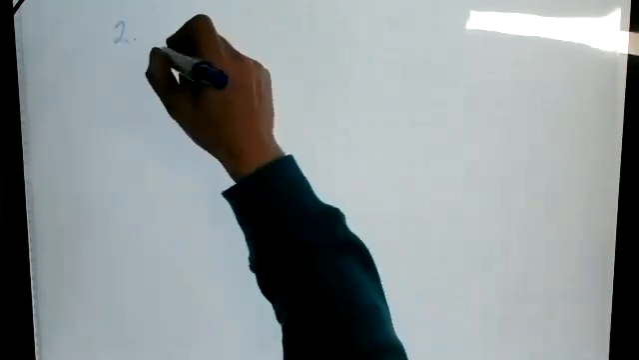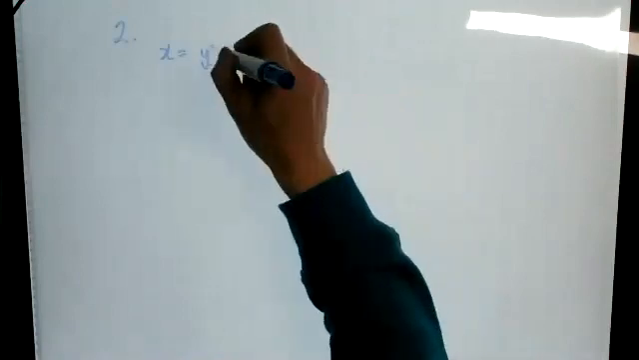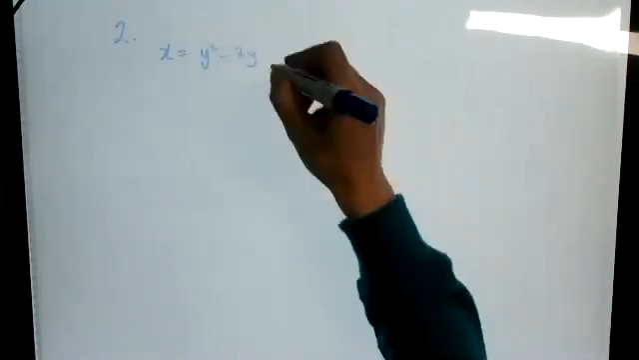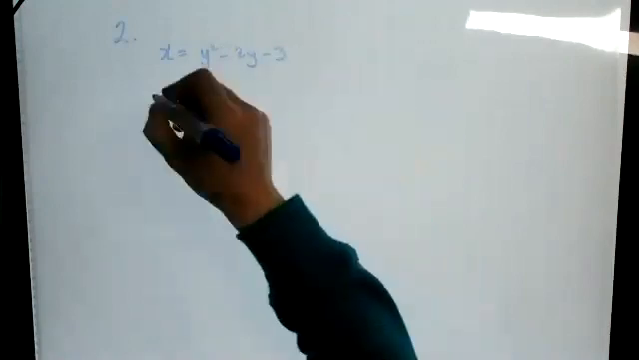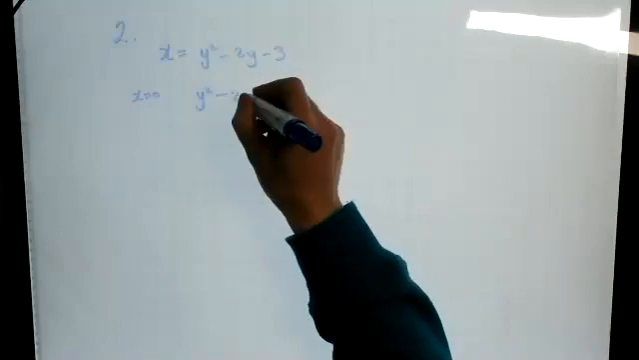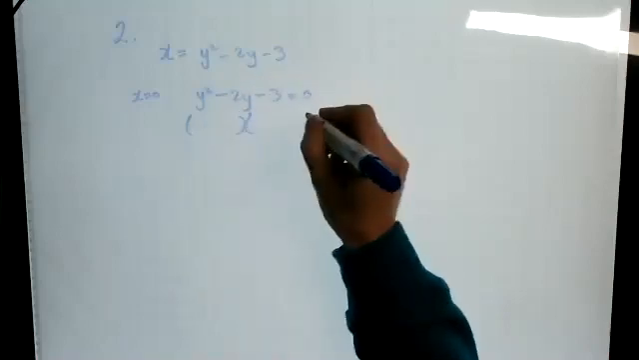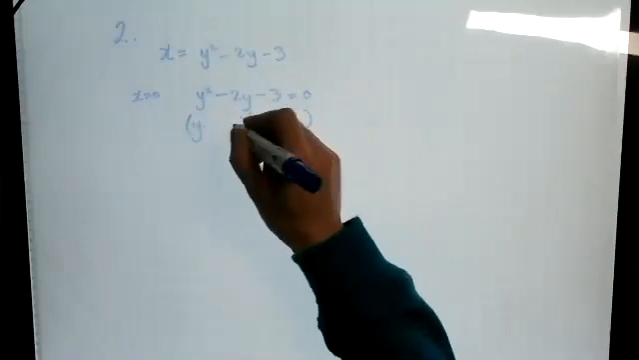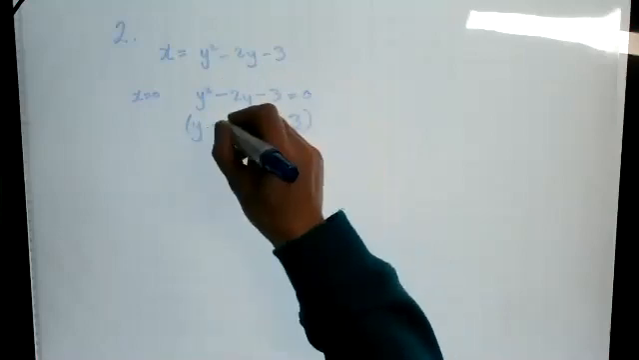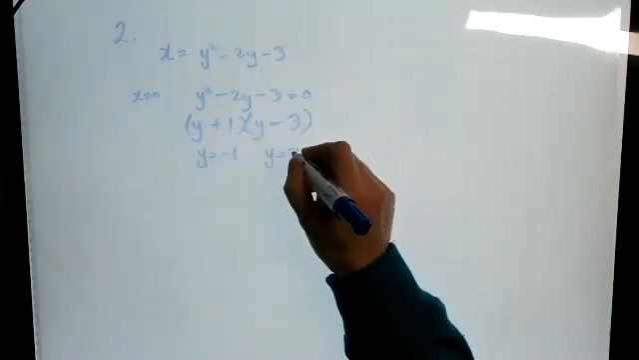So, find the area to the left of the y-axis as bounded by the curve x equals y squared minus y minus 3. Okay, so set x equal to 0 and solve for y. So you have y squared minus y minus 3 equals 0, factorize. You have y equals minus 1, and y equals 3.